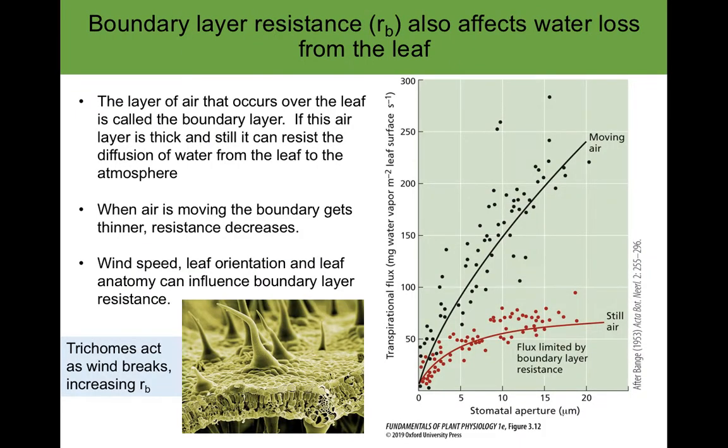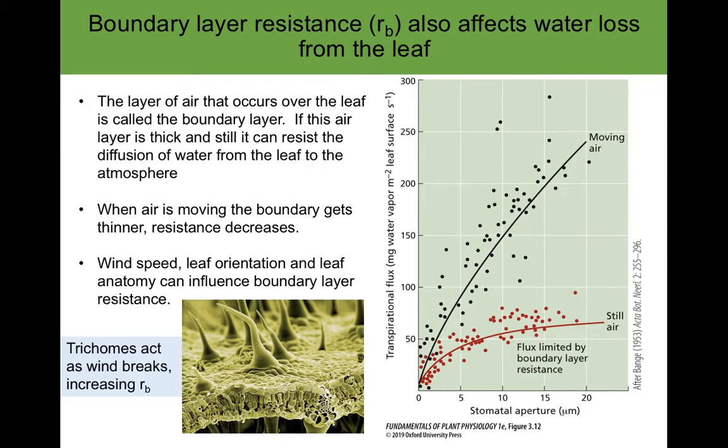I want to mention boundary layer resistance, which is another aspect of the diffusion, another factor that adds resistance to water movement from the leaf to the atmosphere. What the boundary layer is, it's a layer of still air, of unmoving air on the surface of the leaf. And this is called the boundary layer. It's thick and it resists the diffusion of water from the leaf to the atmosphere. So what happens when air is moving, say it's windier outside, the boundary layer gets thinner and resistance decreases.